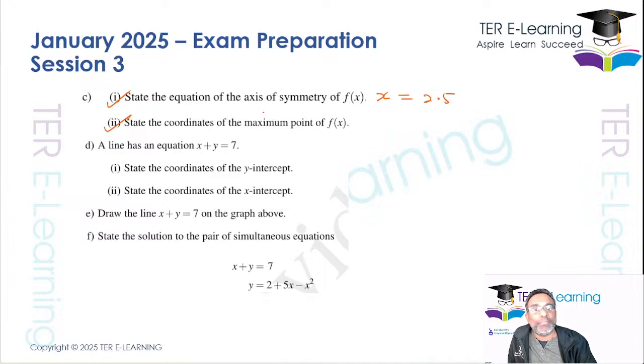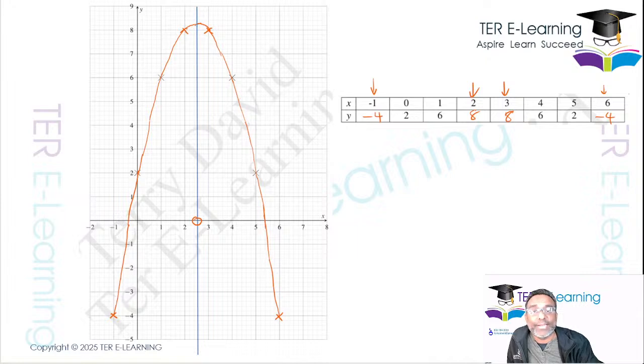State the coordinates of the maximum point. So for the maximum point, you need to go to the graph and read off this maximum point here. Your answers are going to vary depending on how you draw the graph. My highest point there looks like maybe 8.2. I'm just saying 8.2. So this point here could be 2.5, 8.2.